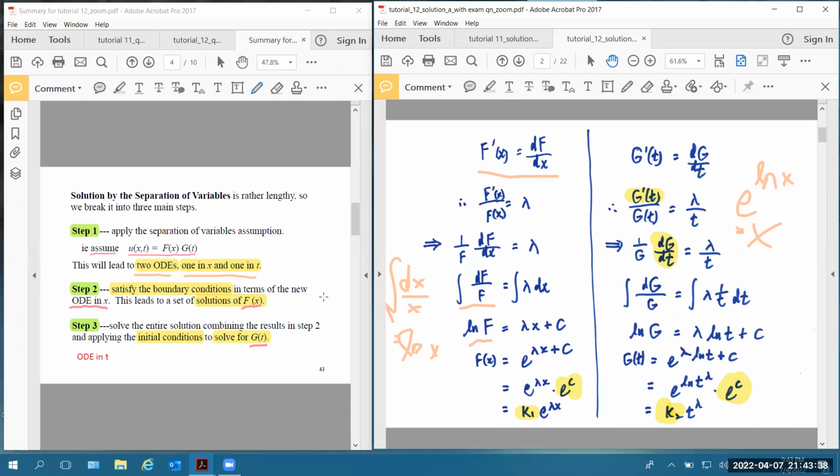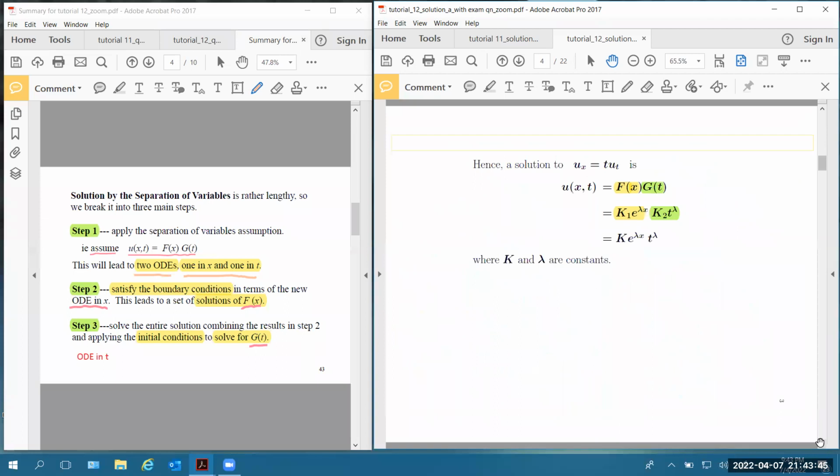So you see, in your second step, you get your F already. Then in your third step, you go and get your G(t), right? So now you just multiply together, because you assume this one is a solution. So F(x) times G(t). You put in your F(x), you put in your G(t). Then K1, K2 are all constants. So how about you combine them and call it K? Then K is also a constant, right? Then here you get e to the power lambda x, T to the power lambda. So we have shown that your solution is of this form.